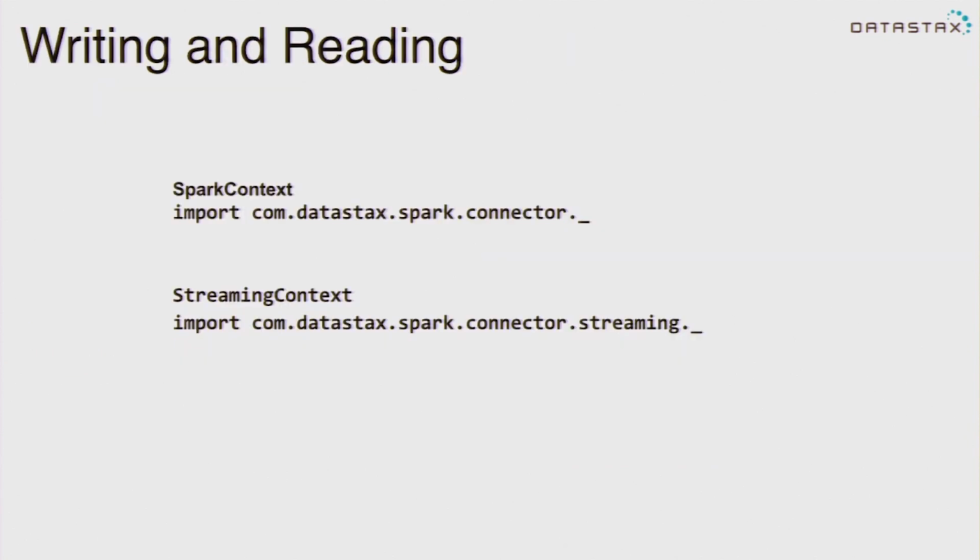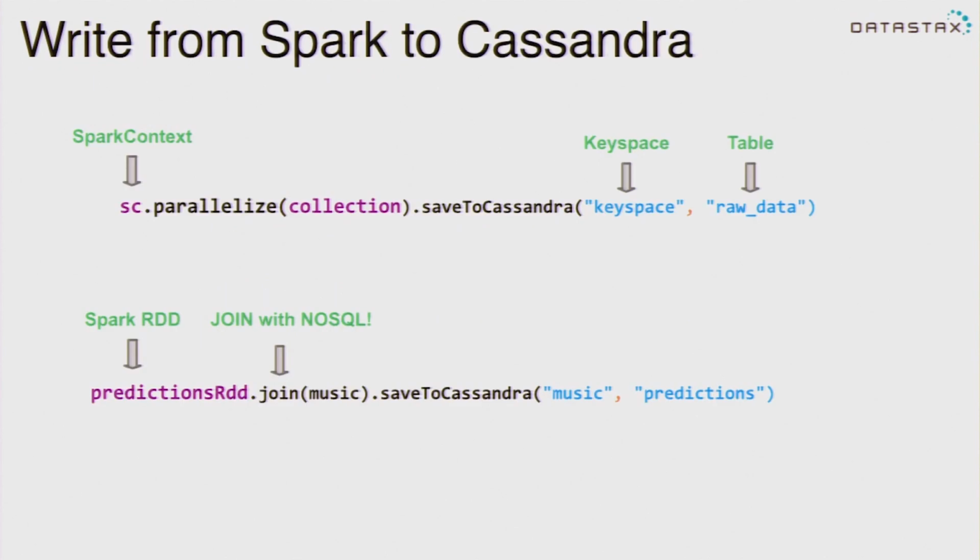So to start reading and write data from your computations between these two, all you need to do is, for basic Spark, do this import, and that brings in all of the implicits. And then for the streaming context, that's what you would want to import. So basic writing looks kind of the same as I just showed you in the initial setup for Spark. That's our Spark context. And then I can call the parallelize function, pass in my collection of data, and just call saveToCassandra. Pass in my keyspace and table.